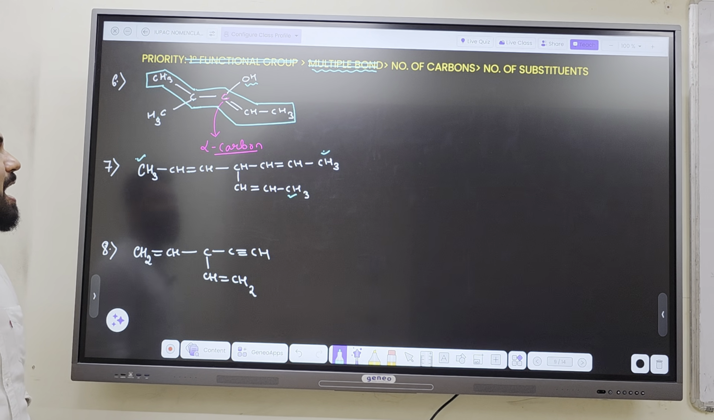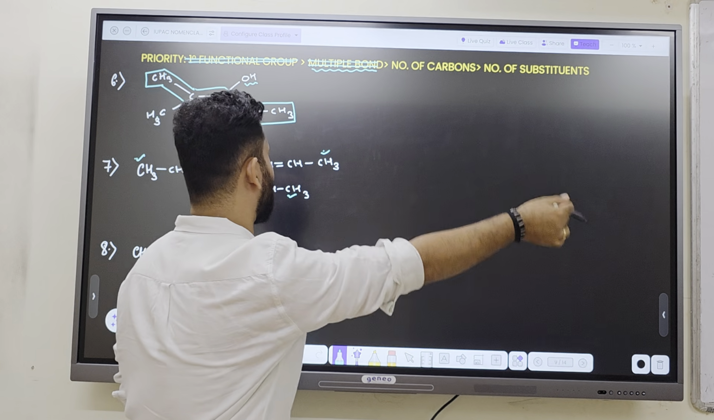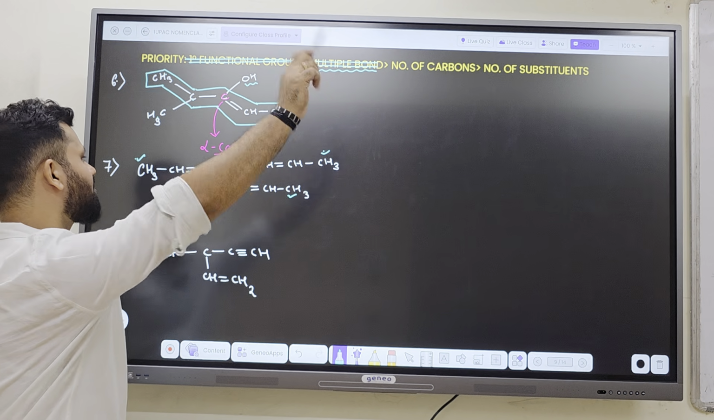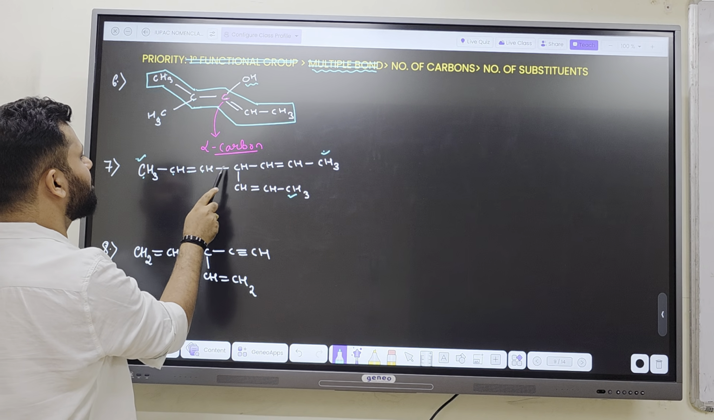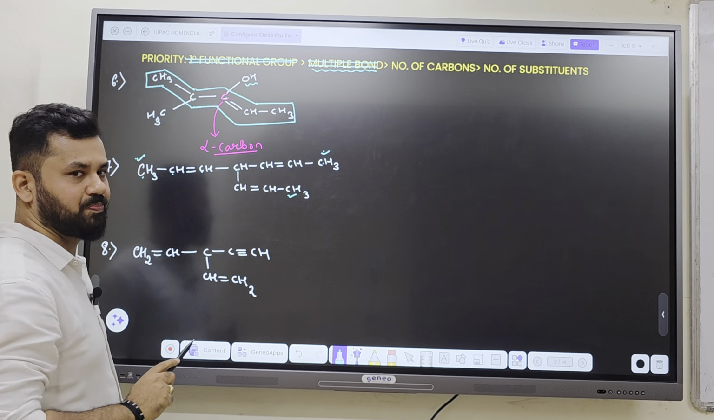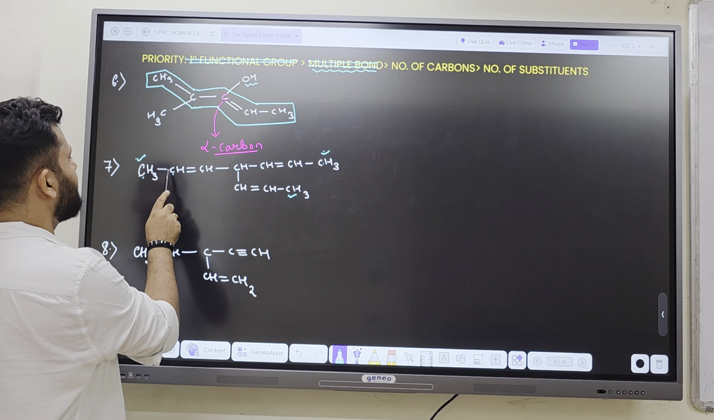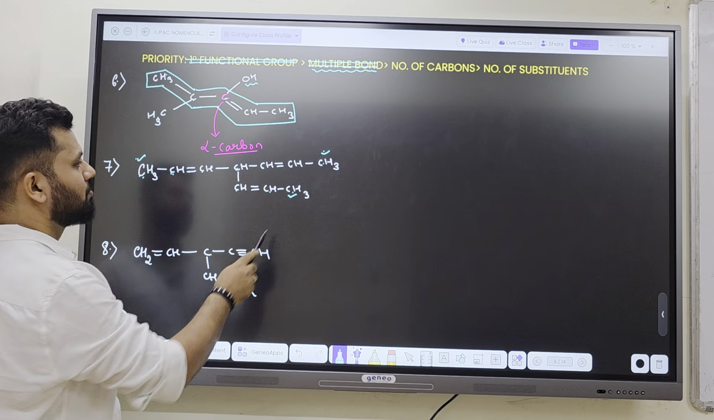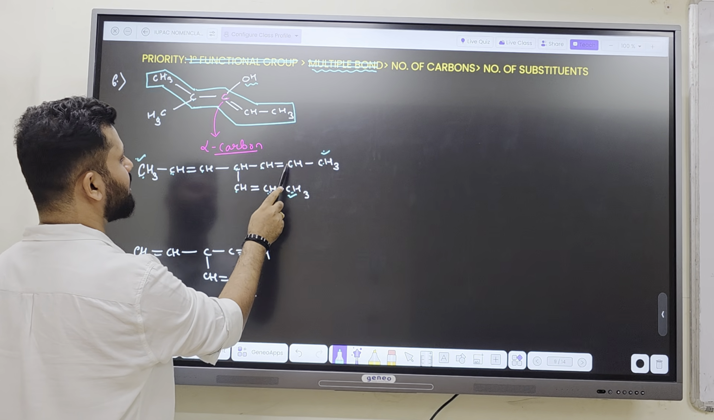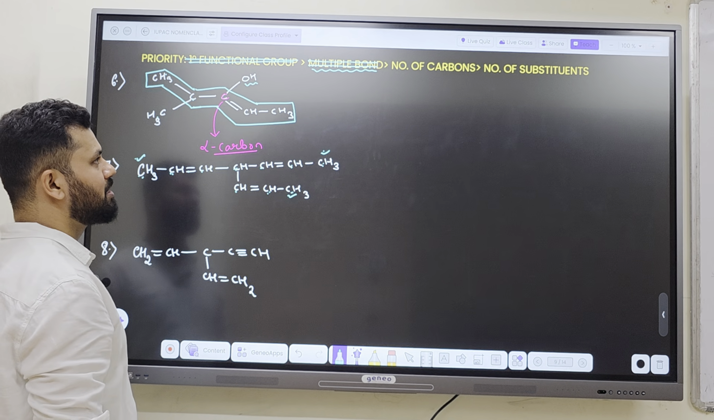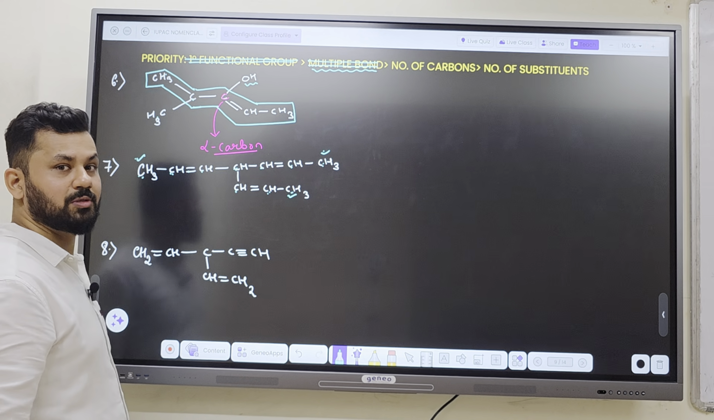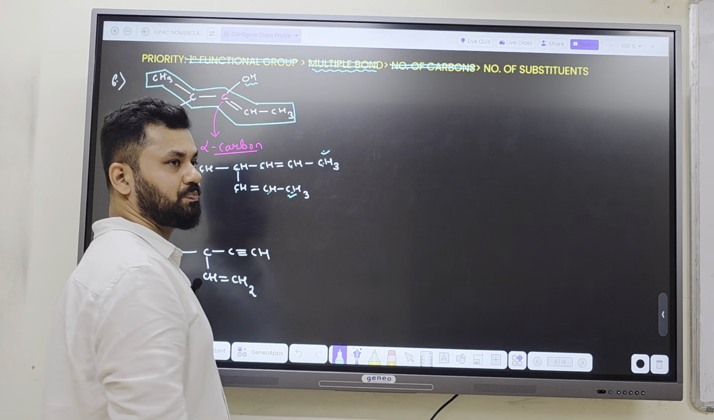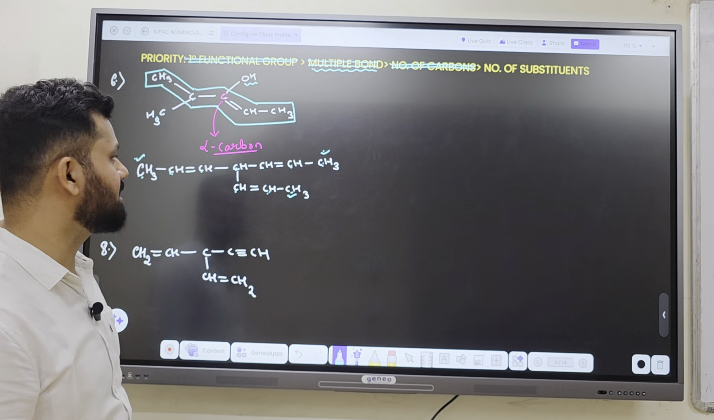So in that case, I must look for the number of carbons. On which path will I encounter maximum number of carbons? 1, 2, 3, 4, 5, 6, 7 if I go straight. 1, 2, 3, 4, 5, 6, 7. 1, 2, 3, 4, 5, 6, 7. That means the number of carbons also cannot be used for selecting the parent carbon chain. So that is also gone, sir. Then I check for substituent.